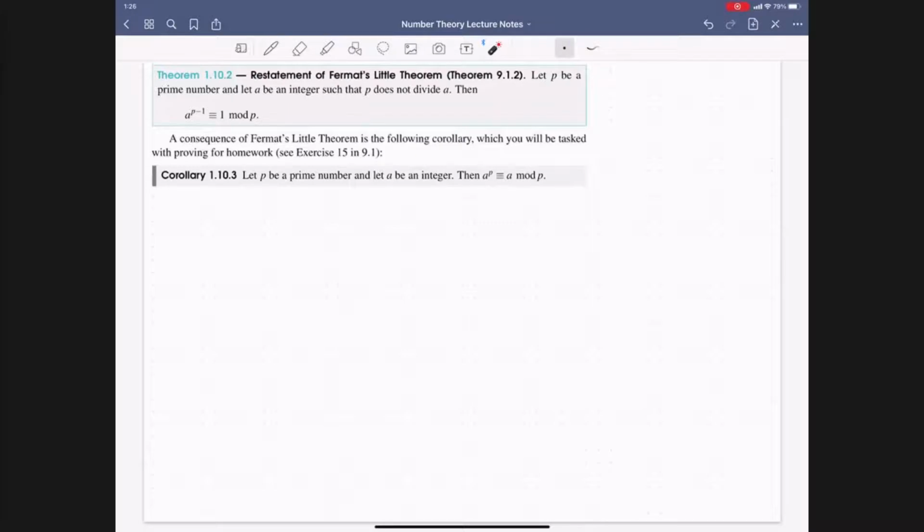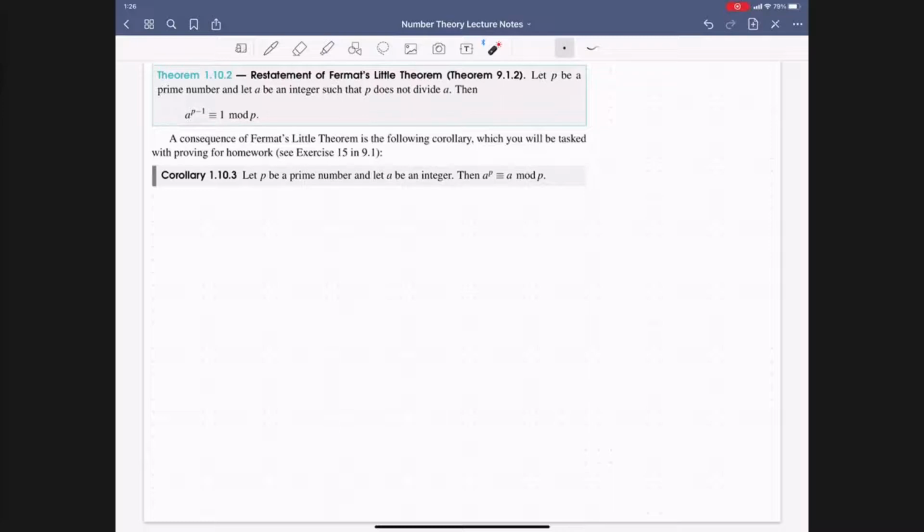So here is a restatement of Fermat's little theorem. We just proved it in terms of the language of working in the integers modulo p, so we're using the congruence classes. If we restate it in the language of modular arithmetic, we just have a to the p minus 1 is congruent to 1 mod p whenever a is not divisible by p.